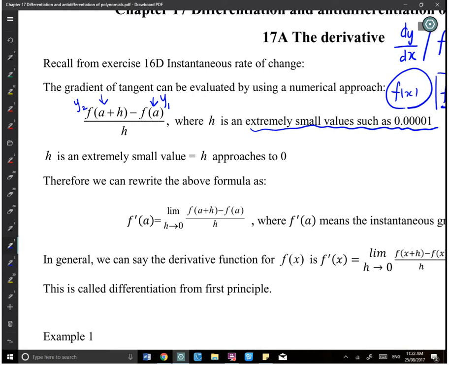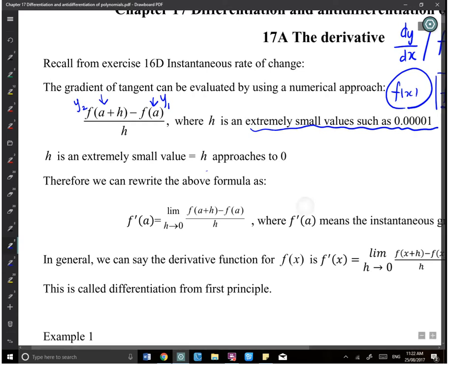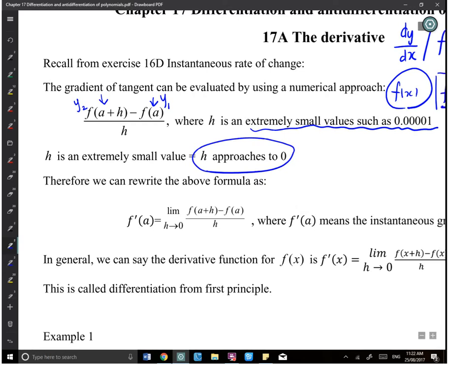It can't be exactly 0. If it's 0, it's exactly the same point, and there's no change in y values. So I want h to approach 0. The smaller the h, the more accurate the approximation. When h is almost 0, approaching 0, then that value is approaching the true value you're looking for.